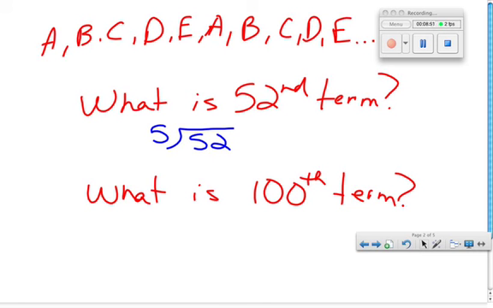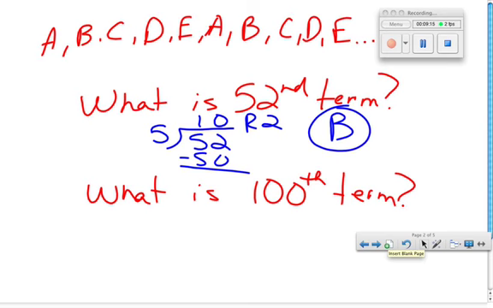So if you really, really had to type this into your calculator because you just didn't know what to do without it, you would get 10 point something. The 10 is what matters to us. So the 10 is what I use to find my remainder. Remember, 10 times 5 is 50, and when I subtract, I end up with a remainder of 2, which means that, yes, B is my 52nd term.